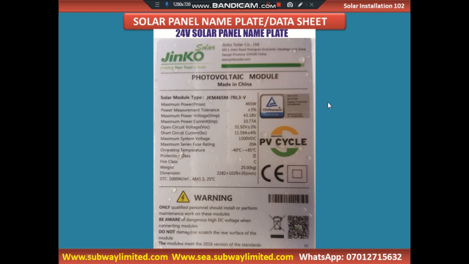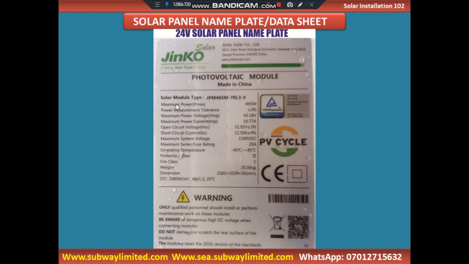So if you want to use 12 volt solar panels with a 48 volt system, you need to series them. That means you have many solar panels connected in series, as the case may be. So before you is a 24 volt solar panel nameplate, clearly shown here. If you look at this, it is a Jinko solar product. It is one of the products we love using.